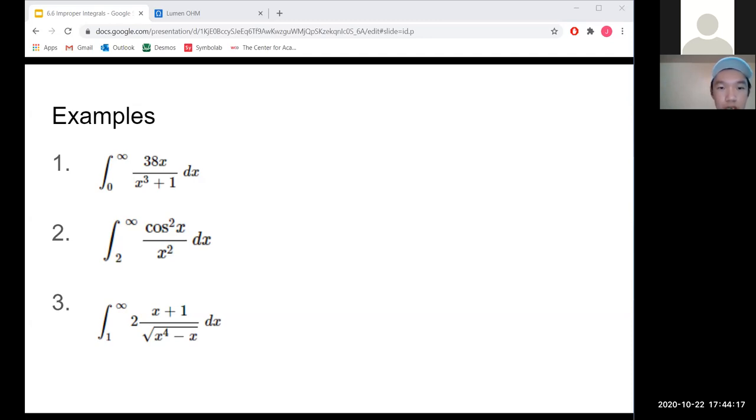X over x to the third plus 1. Now, I'm going to write another integral, and then what I want you guys to tell me is what inequality sign should I put between the two integrals? So we have this one, which is the one we have right now. Compare it to this one right here.